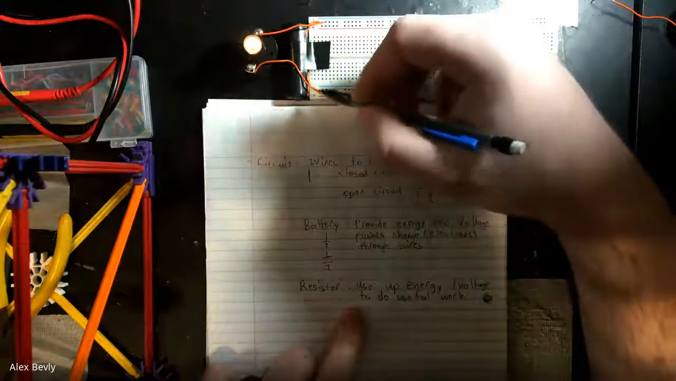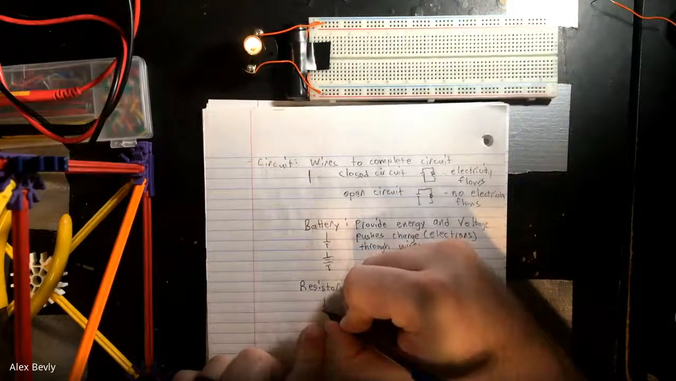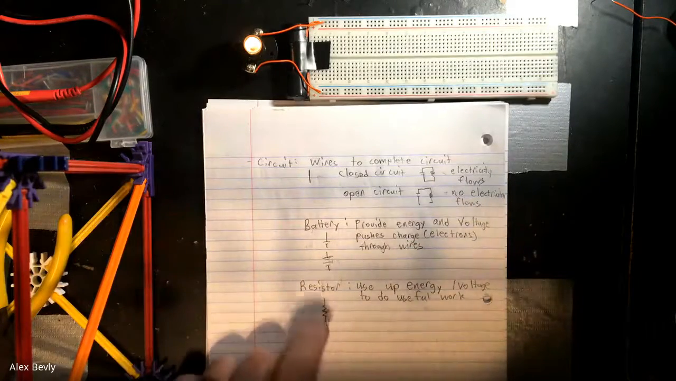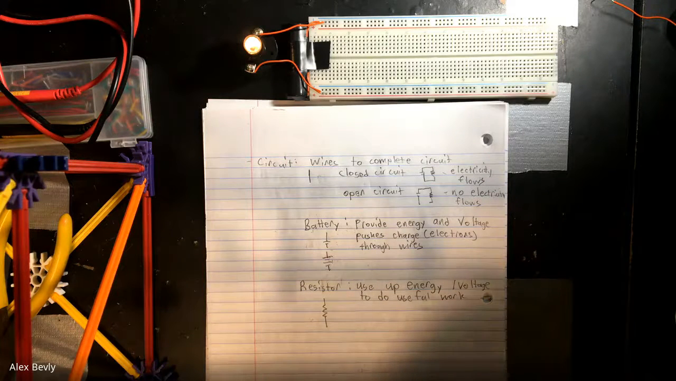So I have this circuit, and the resistor is using up the energy. A resistor is going to be a squiggly line kind of like that. So pretty much anything I plug into a circuit, I'm just going to draw it as a squiggly line as a resistor.